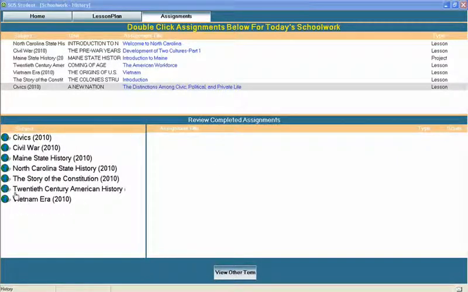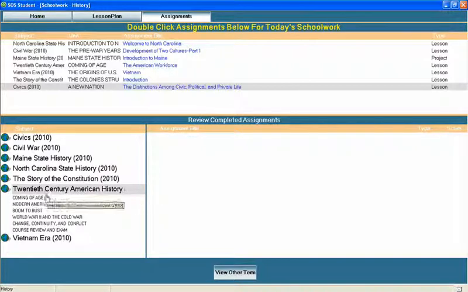Welcome to Switched On Schoolhouse 20th Century American History. In this half-credit high school history elective, your students will study recent American history with units that cover topics like coming of age, boom to bust, World War II and the Cold War, and much more.